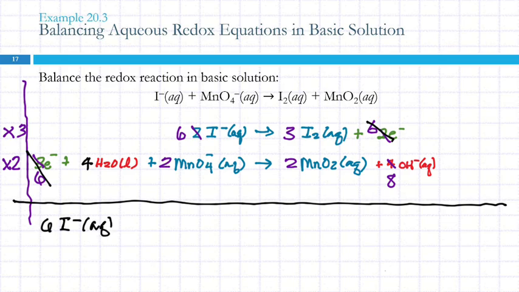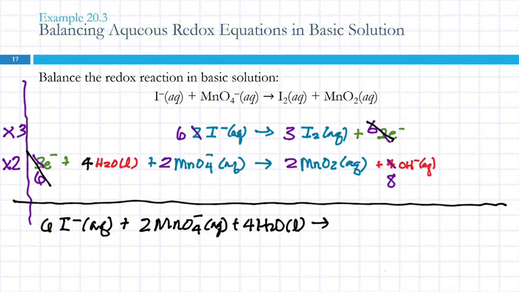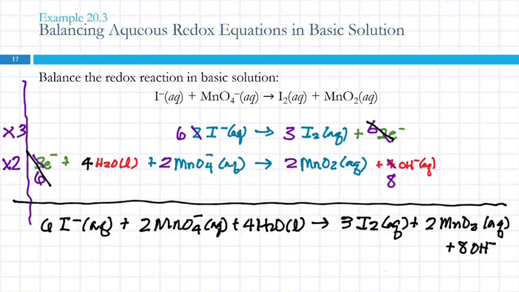6 I minus, 2 permanganate ions, 4 water molecules, 3 iodine atoms, or, well, iodine molecules, sorry, 2 MnO2, and 8 hydroxides.